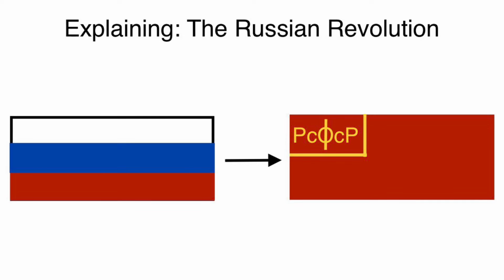Explaining the Russian Revolution. In 1914, Russia declared war on Austria-Hungary and had war declared on them by Germany due to their alliance with Serbia. World War I had begun.